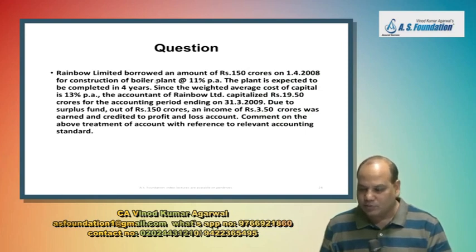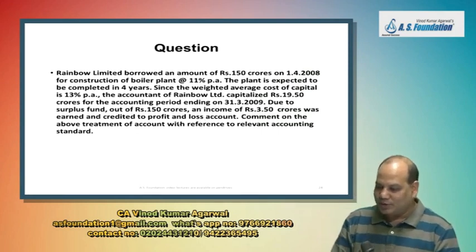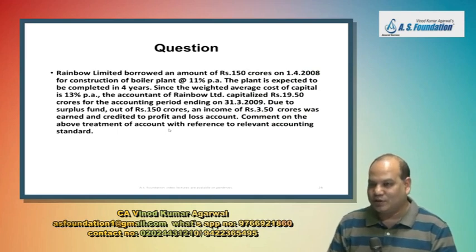30 seconds only. Rainbow Limited borrowed an amount of 150 crore for construction of boiler plant at 11%. The plant is expected to be completed in 4 years. Weighted average cost of capital is 13% per annum. The accountant of Rainbow Limited capitalized rupees 19.50 crore for the accounting period ending on 31st March 2009. Due to surplus fund out of 150 crore, an income of 3.50 crore was earned and credited to P&L account. Useless. Comment on the above treatment with reference to relevant standard.